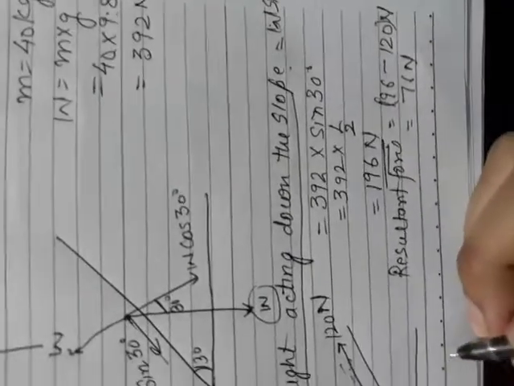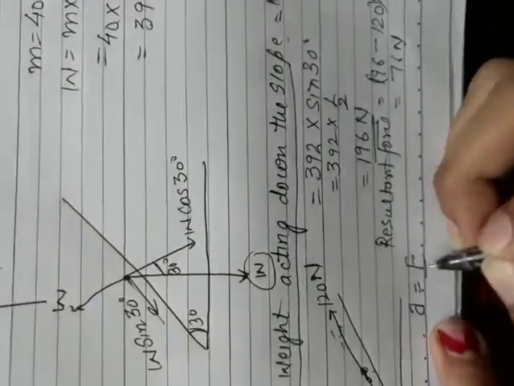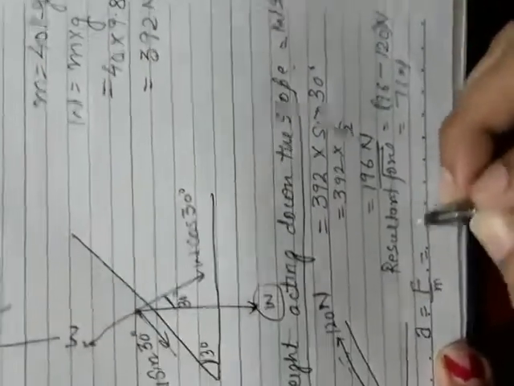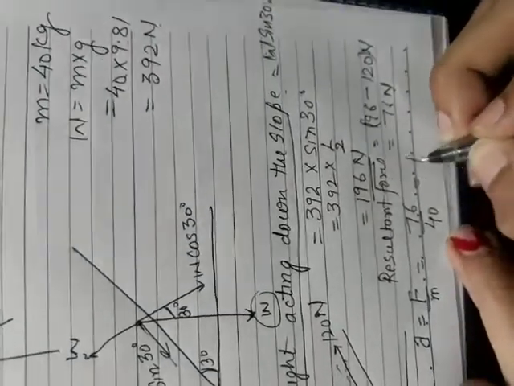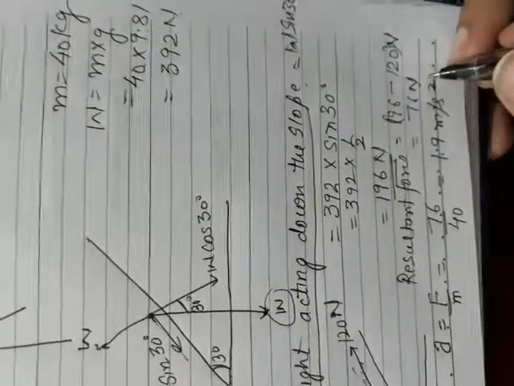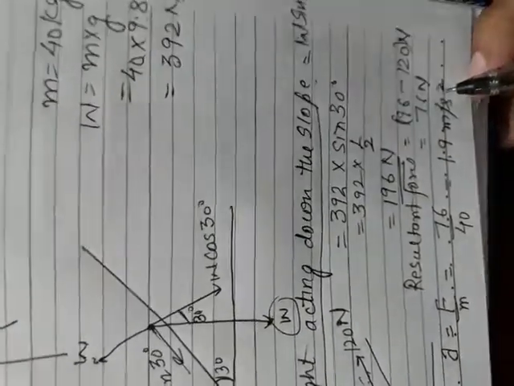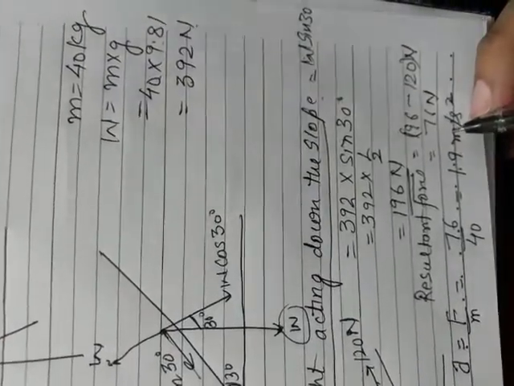But in the question we were supposed to find the acceleration. We know the formula of acceleration: F upon mass. What is F? 76. What was the mass? 40. When you divide them, it gives you 1.9 meters per second squared. So the boy's acceleration down the slope is 1.9 meters per second squared.